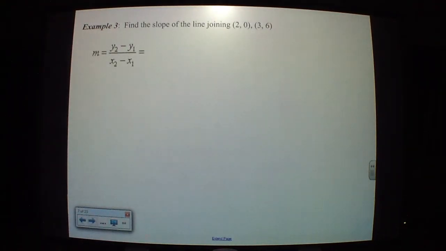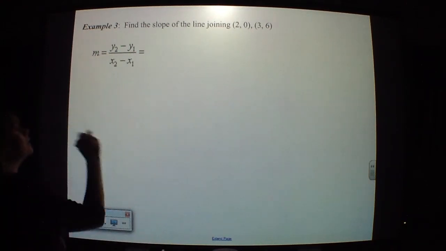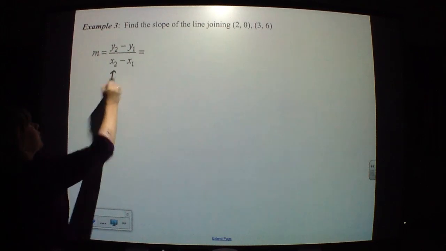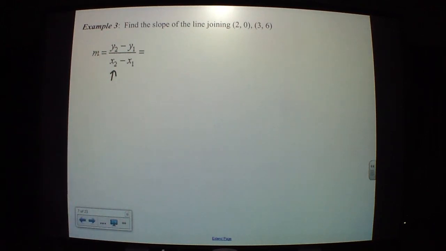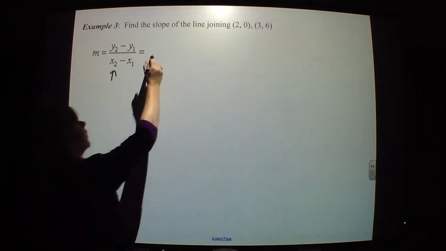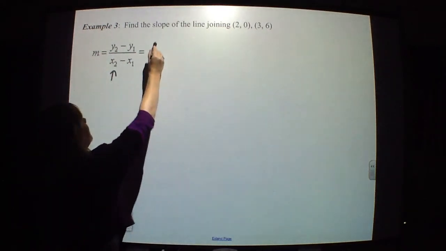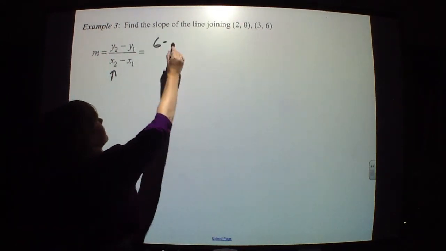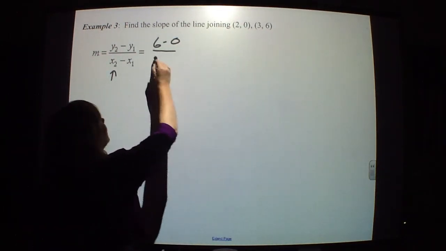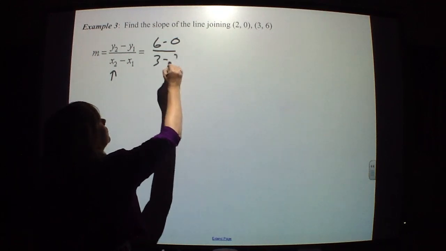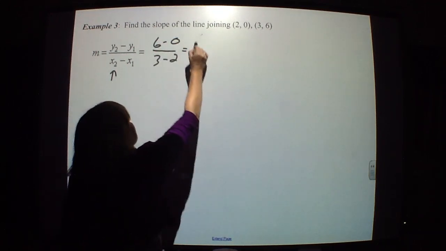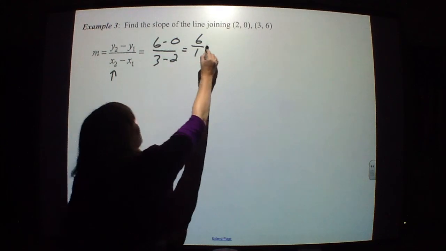Find the slope of the line joining the 2 points. I don't care which point you start with. It does not matter. So I am going to start with the second point. I have 6 minus 0 over 3 minus 2. 6 minus 0 is 6. 3 minus 2 is 1.